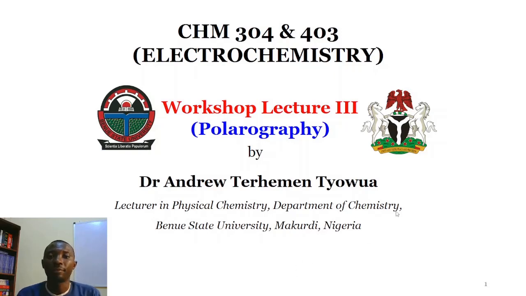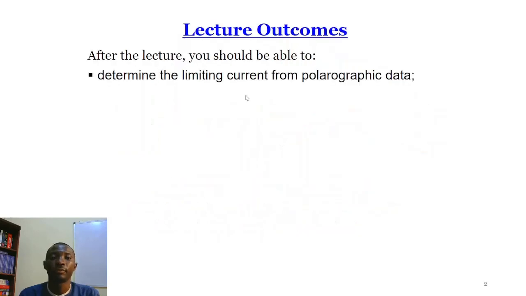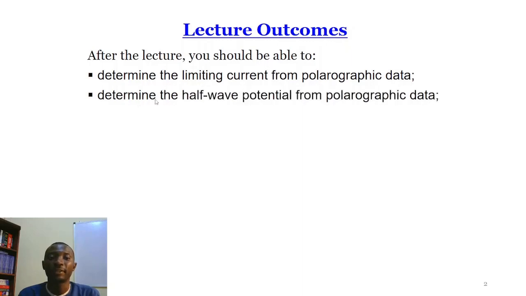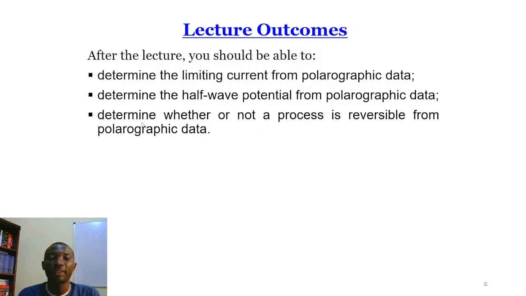Hi everyone, welcome to CHM 304 and 403 Electrochemistry Workshop Lecture 3, which is on polarography. After the lecture, I expect you to be able to determine the limiting current from polarographic data. I expect you to be able to determine the half-wave potential from polarographic data. I also expect you to be able to determine whether or not a process is reversible from polarographic data.